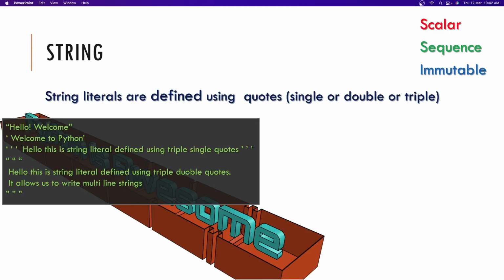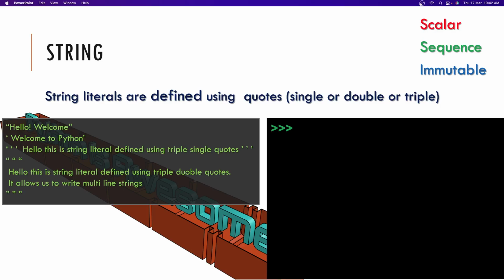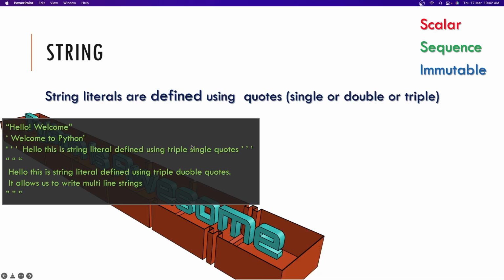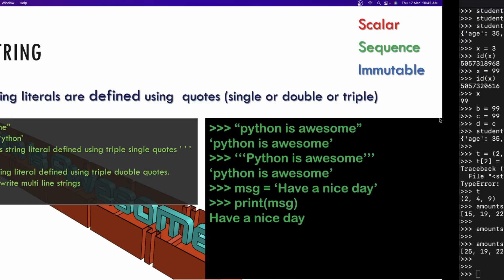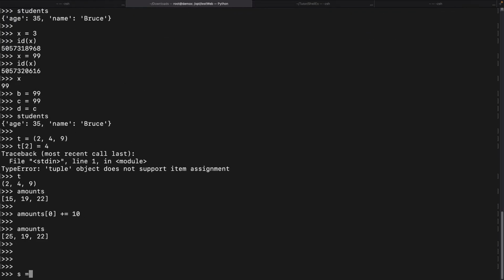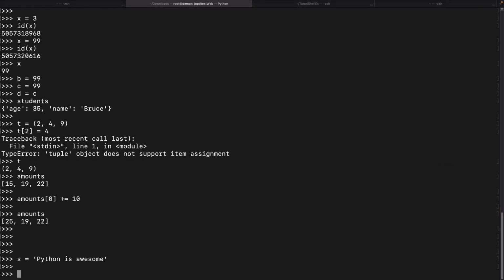Strings are sequences, and there are multiple syntaxes to define a string in Python. We can use double quotes, single quotes, triple single quotes, or triple double quotes. Strings are a scalar, sequence, and immutable data type. What I define here is a string. Let's go here: s equal to "Python is awesome". Since it offers a sequence, each character here is an element.